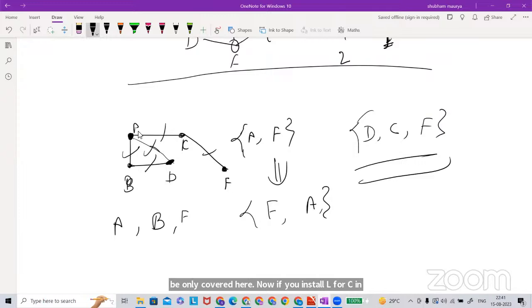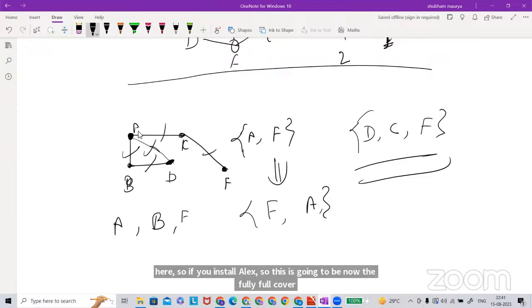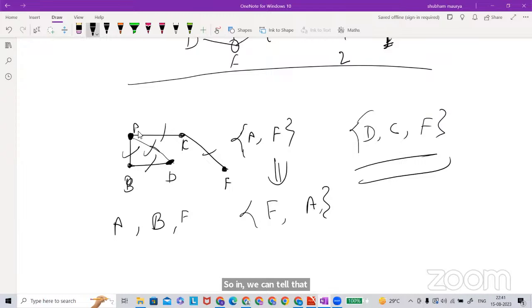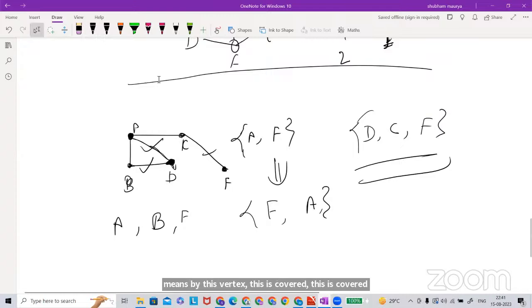fully covered. Sir, so in general, we can tell that vertex cover is the edges that are connected to a vertex. Here, vertex cover means we are trying to take those vertices which cover the edges. Suppose I install at or take this vertex, that means by this vertex, this edge is covered, this edge is covered. Yes, sir, got it. These two concepts you have. Let me go with the next one.